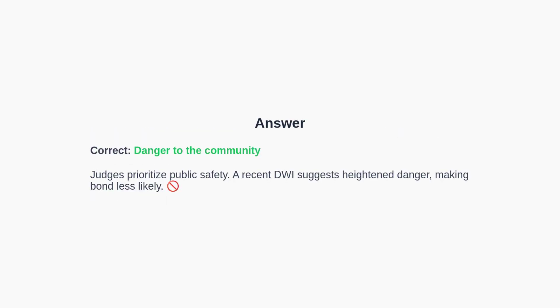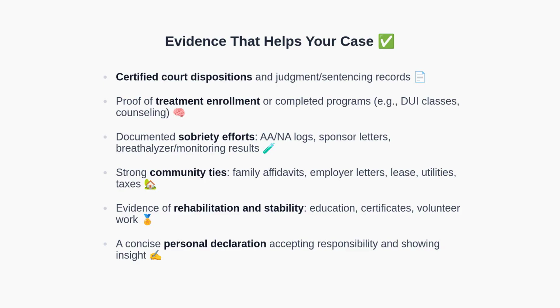The correct answer is danger to the community. Judges are especially cautious where recent DWI convictions suggest an ongoing public safety risk, which can outweigh other positive factors at the bond stage. To strengthen a bond request, gather certified court records and proof of sentencing compliance. Document substance treatment, counseling, or completion of DUI education programs. Provide evidence of sobriety efforts such as program logs and monitoring results. Demonstrate strong community ties through family affidavits, employer support, stable housing, and tax records. Include evidence of rehabilitation, like training certificates or volunteer work. Finally, a thoughtful personal statement, acknowledging responsibility and explaining positive changes, can be persuasive when credible.